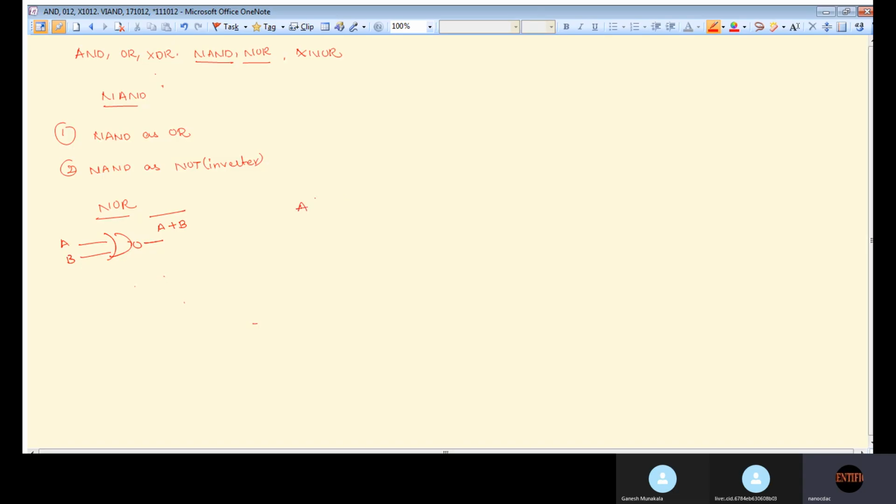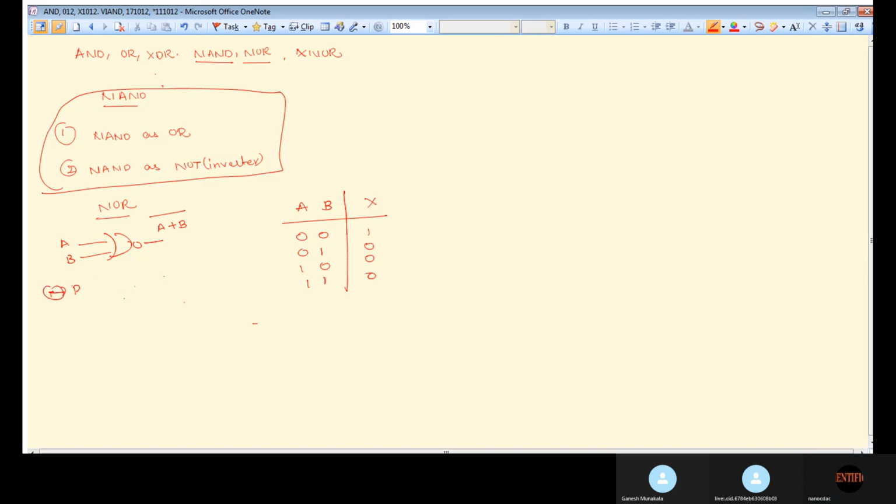Truth table here: A, B, and let us take the output as X. 0, 0, 0, 1, 1, 0, 1, 1, and the output is 1, 0, 0, 0. So from the NOR gate, we will first try to see the bubbled AND gate.